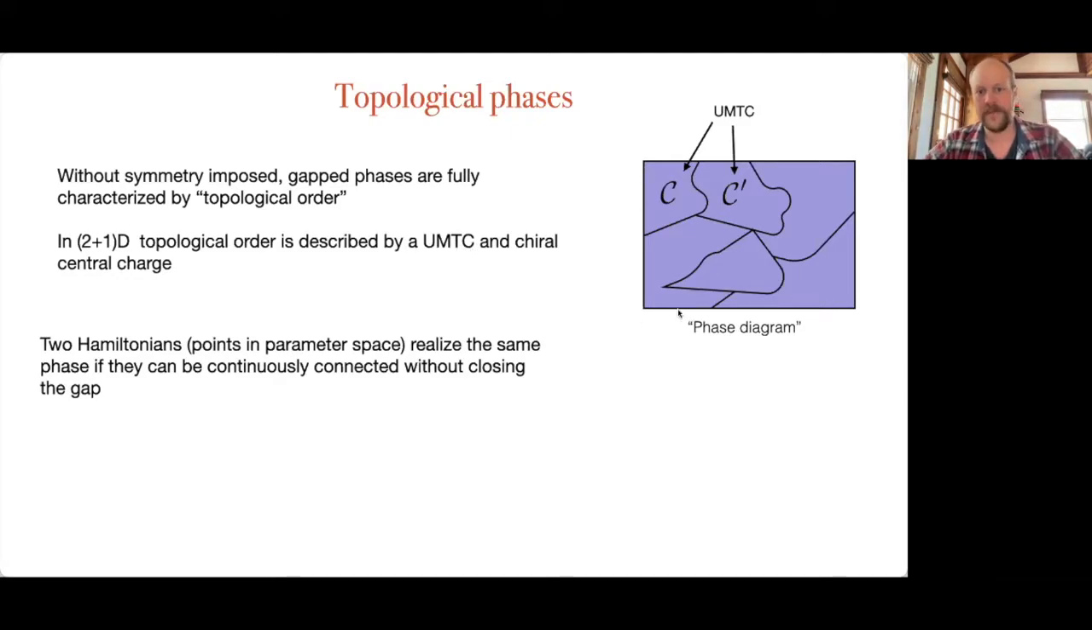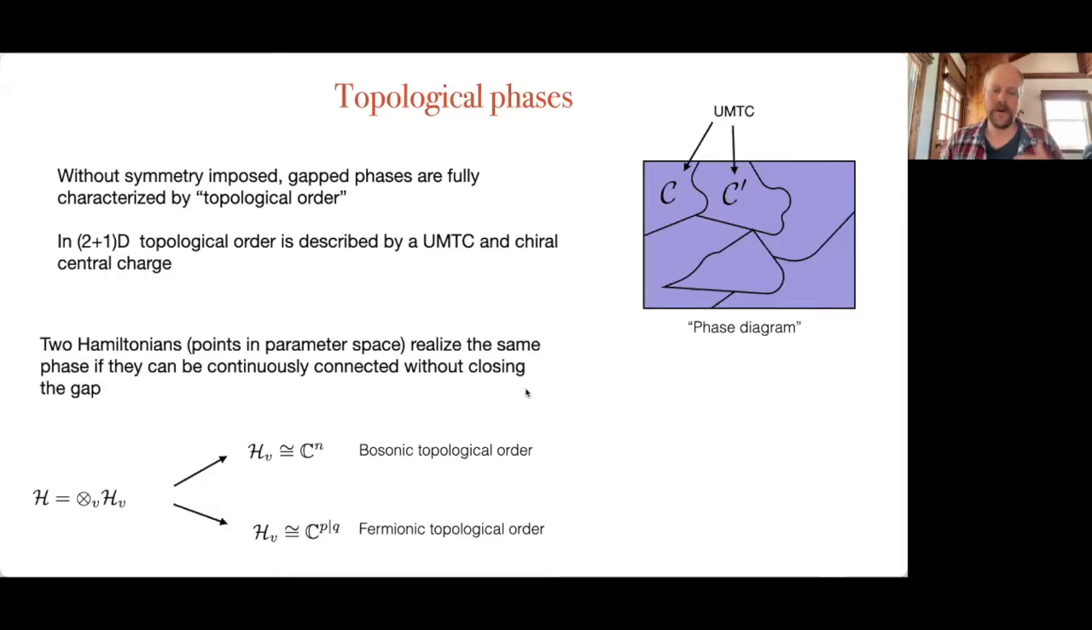All right, so if we wanted to think about a cartoon for the phase diagram, it might look like the following. So we have Hamiltonians, which are points in parameter space, and we consider two Hamiltonians to be in the same phase if they can be continuously connected without closing the gap. And then we label the region in that phase space by some unitary modular tensor category, C, which captures the low energy degrees of freedom of every one of those Hamiltonians in this region. All right, are there any questions about that?